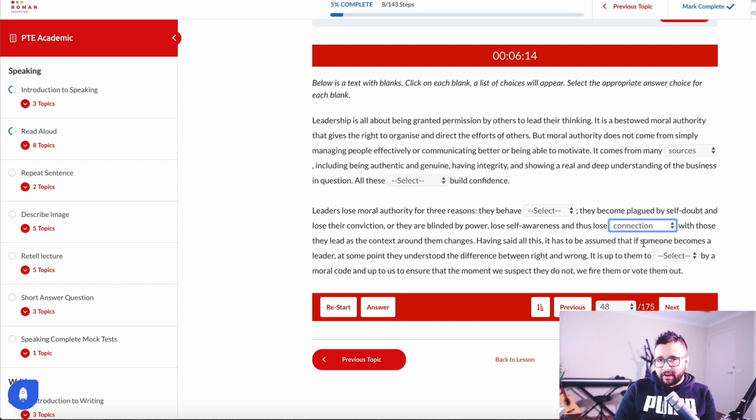Connection is a more formal word, and that's why I'm going to pick this one. This is the PTE Academic test. Academic English is a subtype of formal English, and that's why in a situation where the overall passage is written in academic language, I must make sure that all the options I'm choosing are also academic. So this can be really useful.